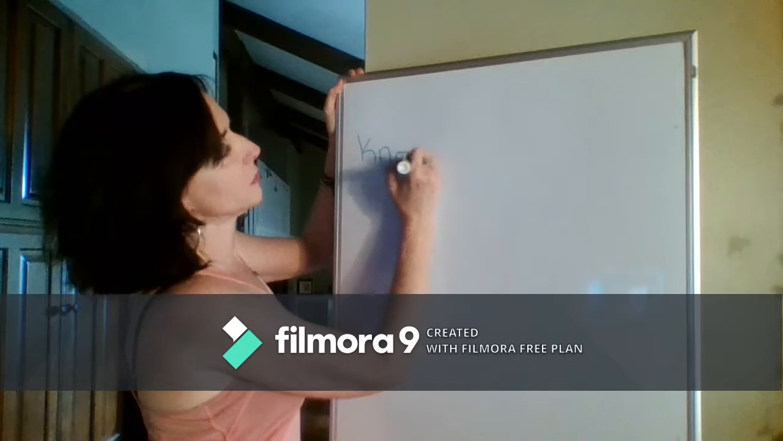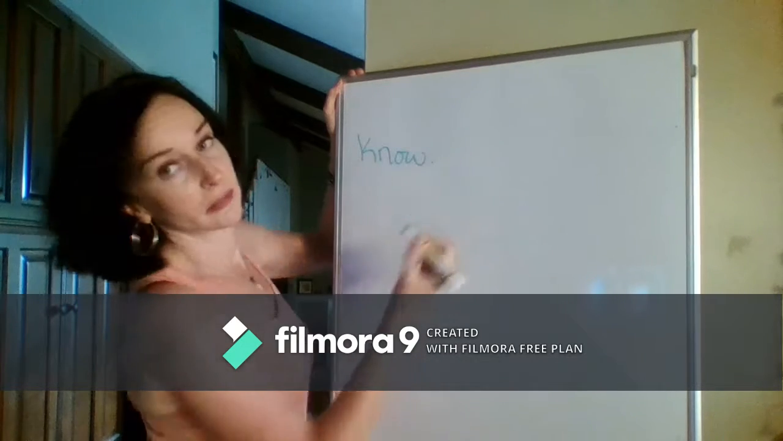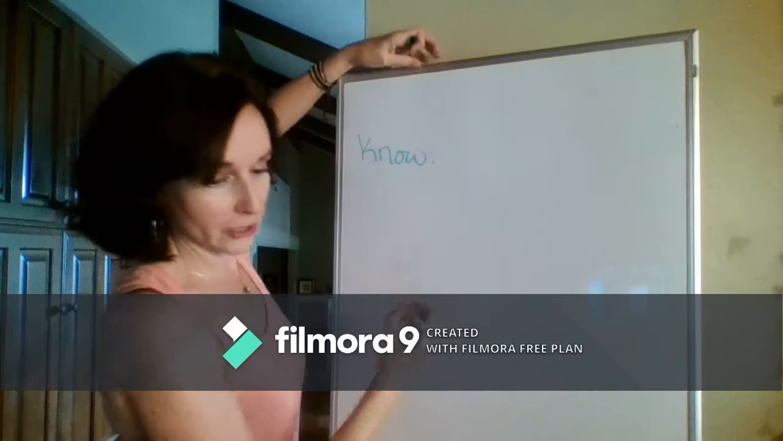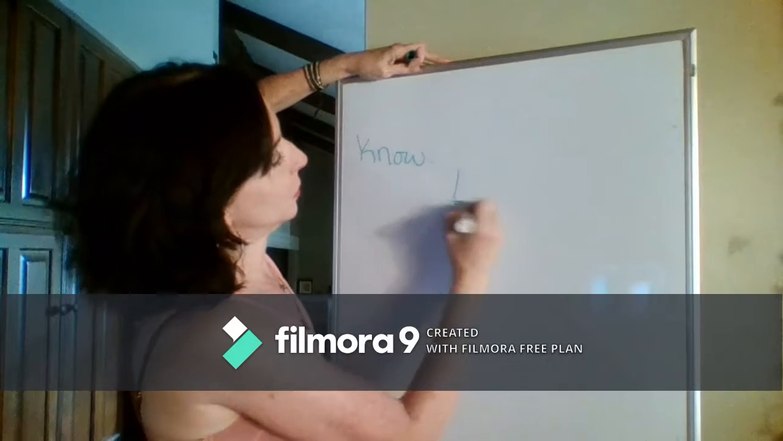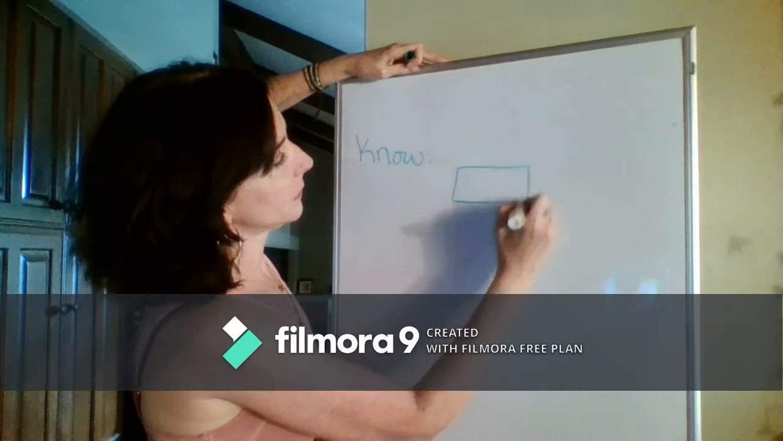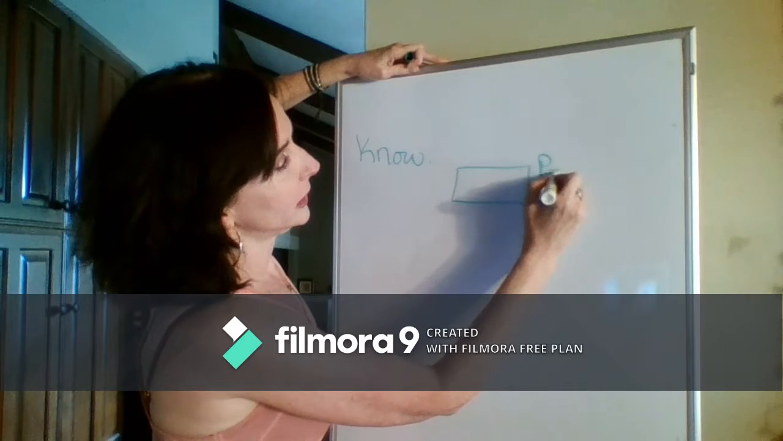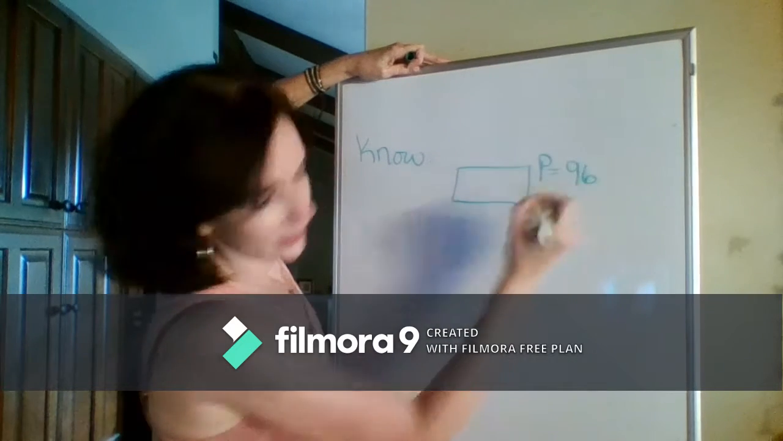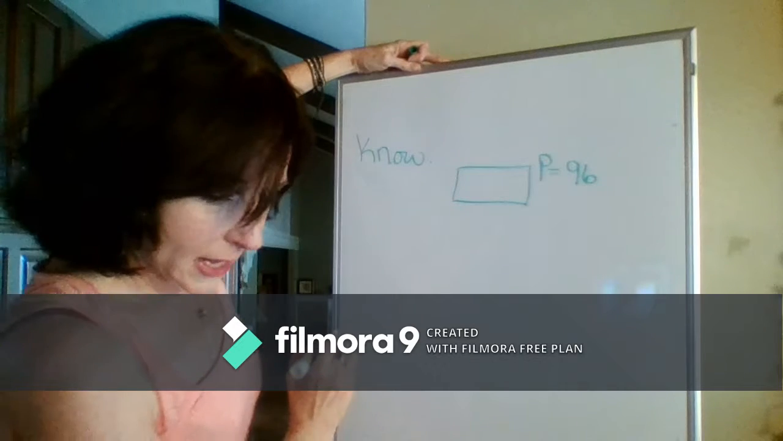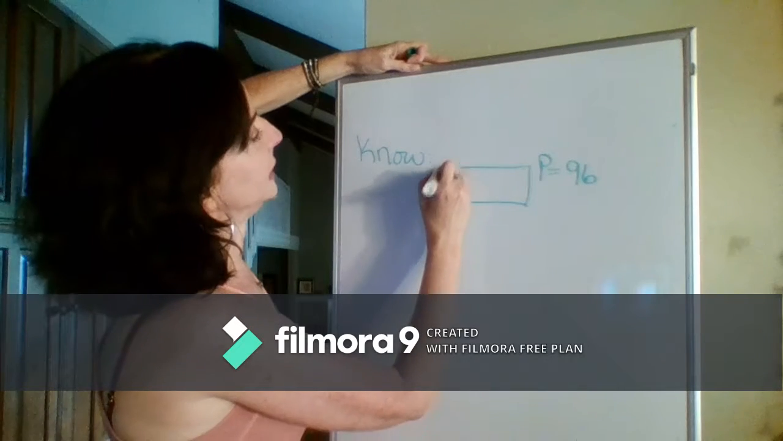You might read the question and think it starts out kind of easy, but there's a lot of stuff packed into this little guy here. So here's what we know. We're dealing with a rectangle, and the perimeter is 96 whatever units. Okay. A, B, C, D.